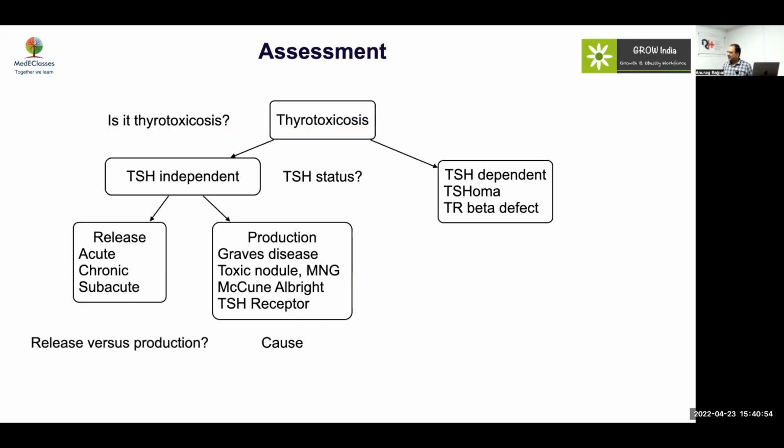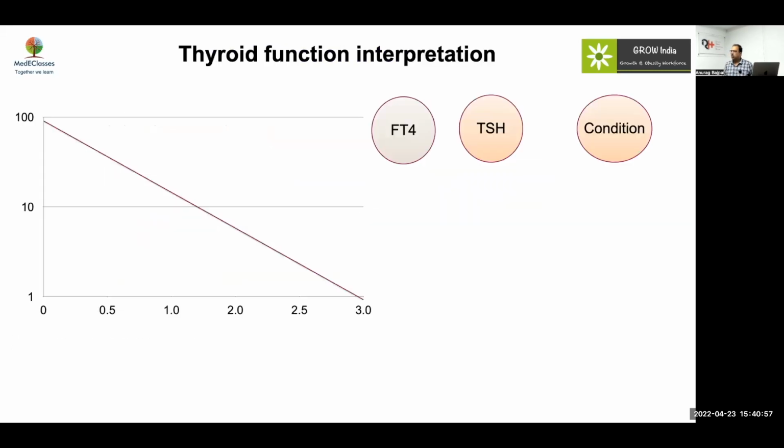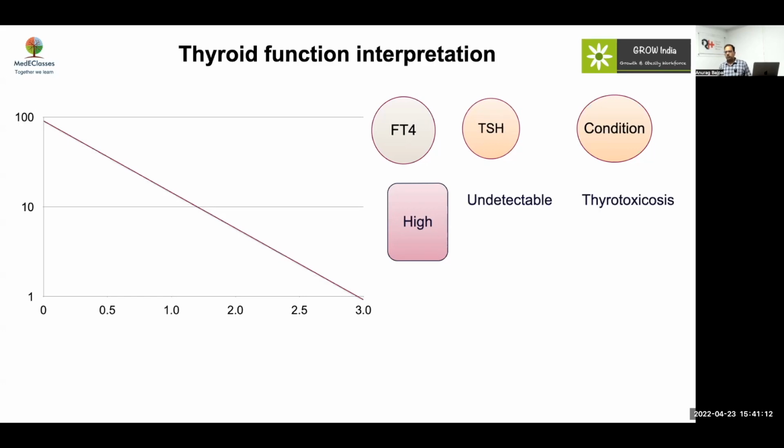Now the next question is whether it is because of release or production. So we need to know where the signal is coming from. Is it TSH dependent or independent? Anybody whose FT4 is high, TSH should be 0, less than 0.1. So if it's undetectable, this is thyrotoxicosis. If it is on the higher side, any detectable level, it is a TSH adenoma or resistance. This is what we've discussed. These are less than 0.01% of cases, so we won't be bothered about that. So mostly you will come across high FT4, low TSH. This is the typical picture you will see.